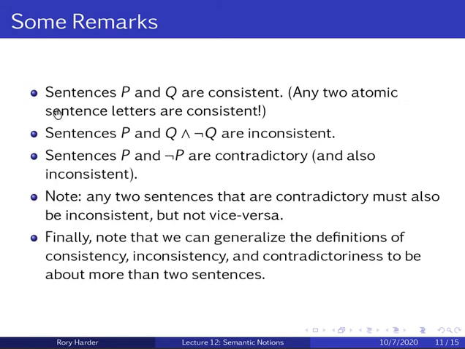First, for any two basic atomic sentences, for instance, P or Q, they are consistent. That is, any two atomic sentence letters are consistent because any valuation allows us to assign whatever truth values we want to atomic sentences. So that means that if you take two atomic sentences, it's possible to assign them both true.